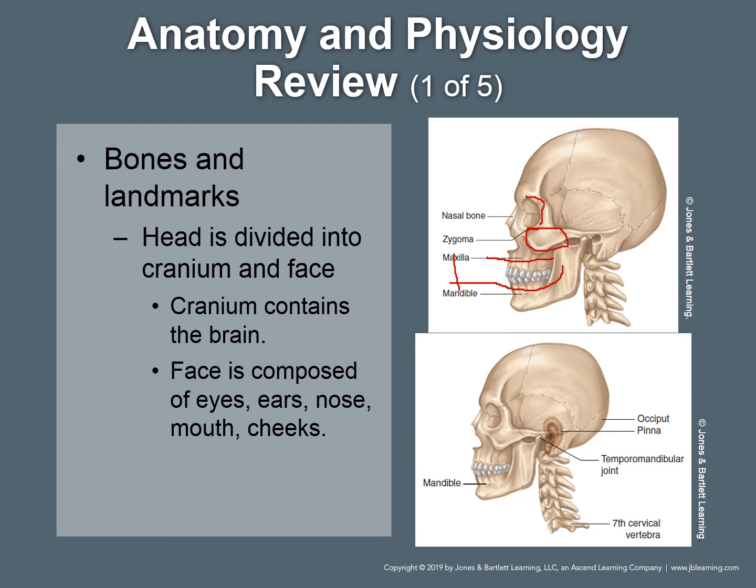Your orbit isn't listed, but that's the bone around your eye socket, and your nasal bone, that's your nose bone here. Your occiput, that covers your occipital lobe right there. Your pinna, that's the little bone for your ear. Your temporomandibular joint, that's basically your jawbone. And then here you've got your cervical vertebrae C1, 2, 3, 4, 5, 6, and the bottom one is 7. It sits right at the level of your shoulders.